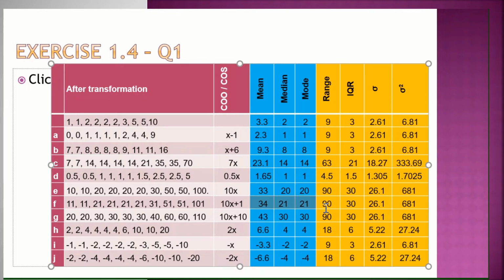So as you can see, I only times with 10, times with 10, I didn't add with 1. Same goes to this 10x plus 10. Okay, all there, sorted. This one is doubled, the data is doubled. So 2x.